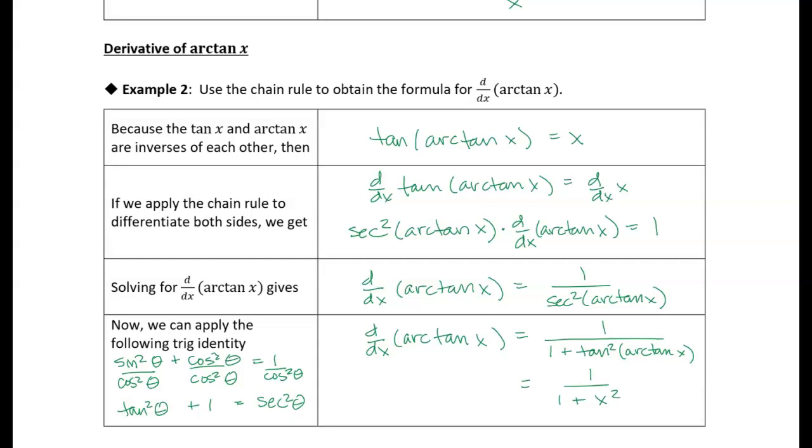So there you go. There's the derivative of the arctangent. Now add that to your reference sheet, because this is an important one to remember.